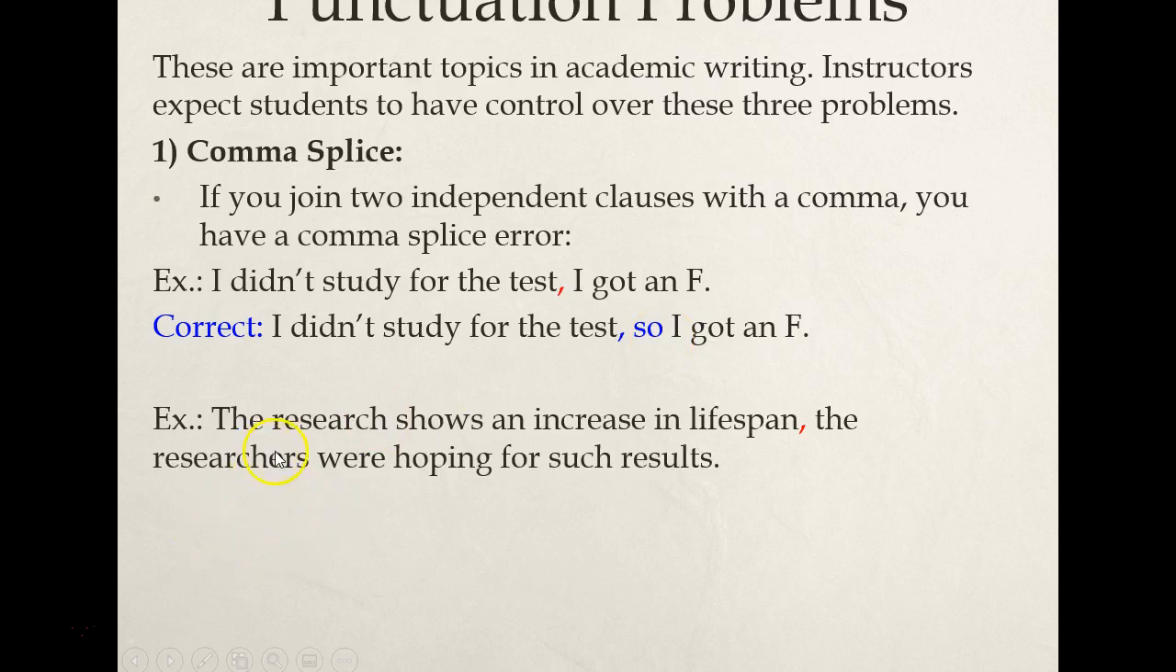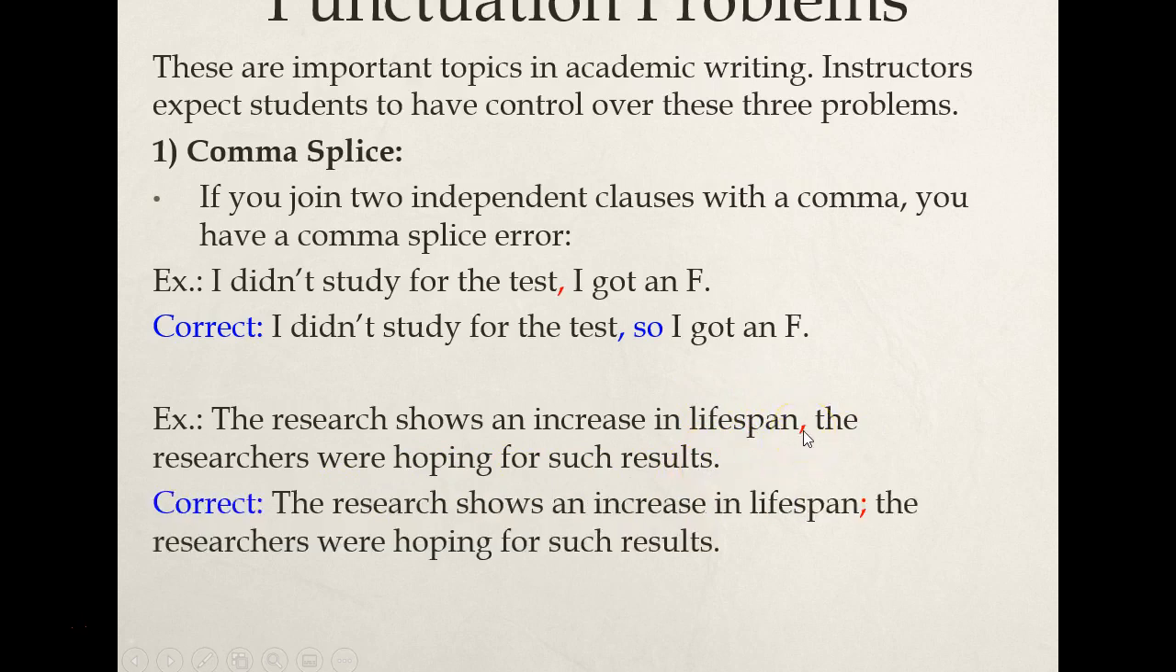Here's another example of a comma splice error. The research shows an increase in lifespan, comma, the researchers were hoping for such results. So again, another comma splice error. We have two independent clauses separated by only a comma. Here, another way that we can correct this is by using what we call a semicolon. Kind of looks like a comma with a dot on it. So semicolon in between two independent clauses, it is a correct sentence, but comma only in between two independent clauses, not correct.